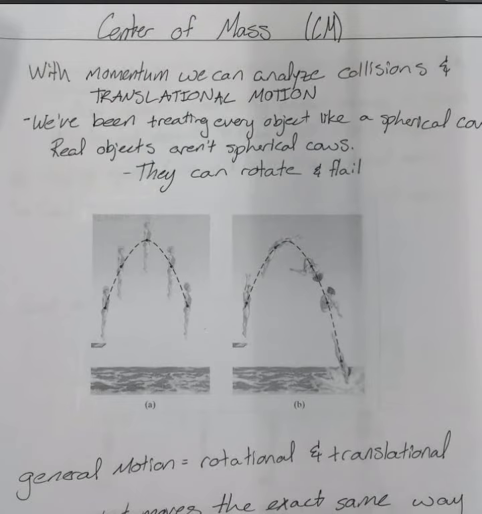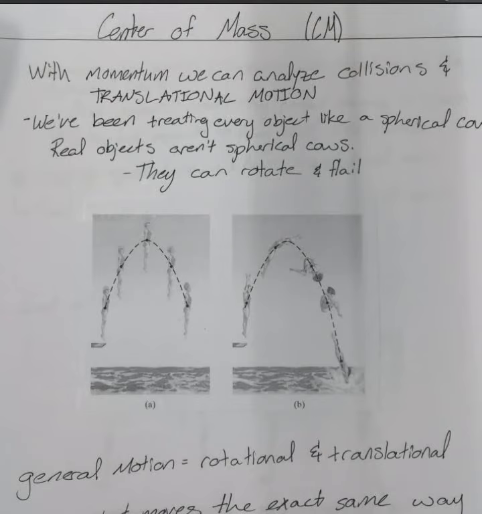We've been treating every single object that we've analyzed as if it were a spherical cow, a perfectly round, perfectly small, tiny little particle that behaves with all of its motion together in just one or two directions. Real objects aren't like that.